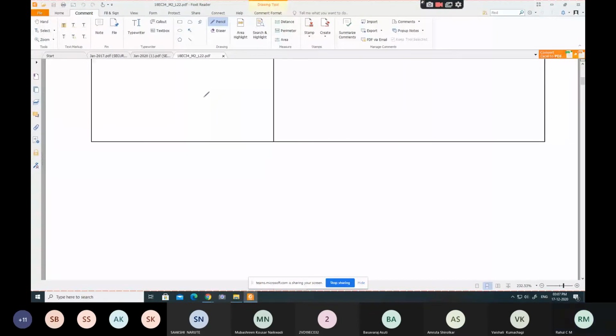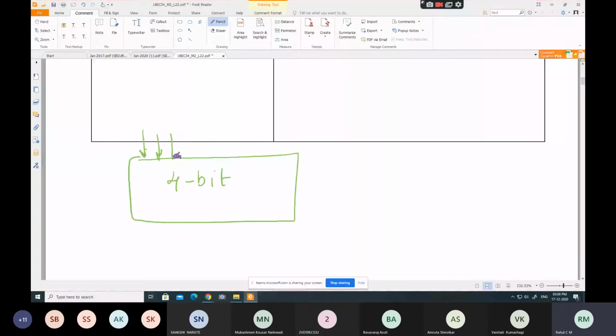So look here. I'm having a 4-bit full adder. What are the inputs here? There are 2 sets of 4-bit inputs: A3, A2, A1, A0. I had drawn this in the last class, but some students didn't respond.